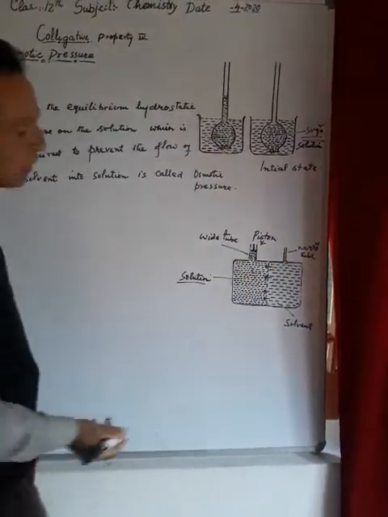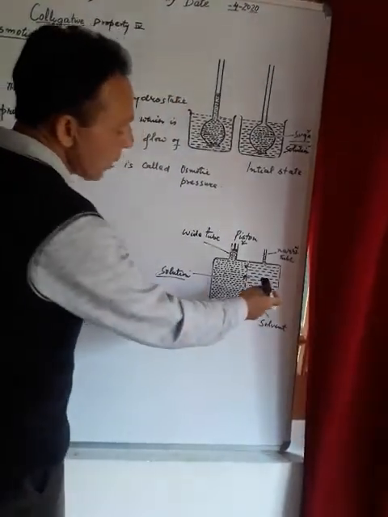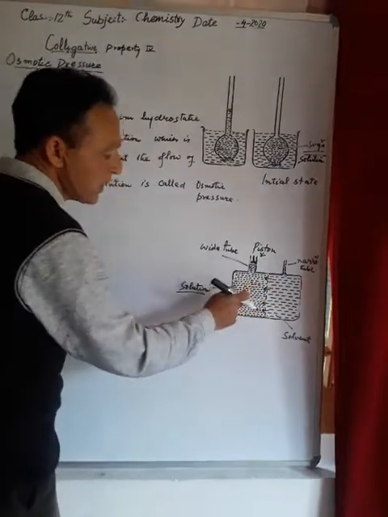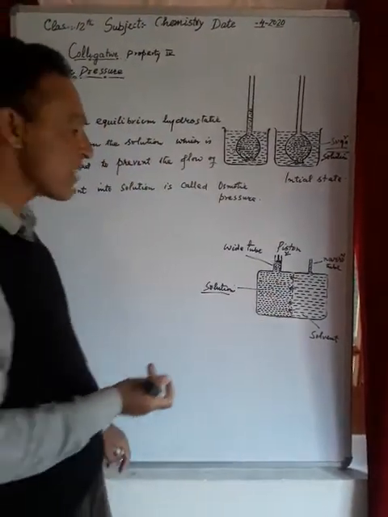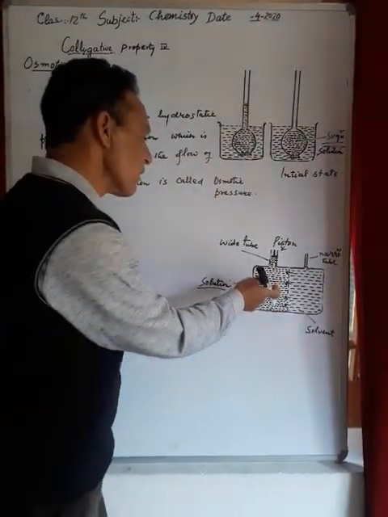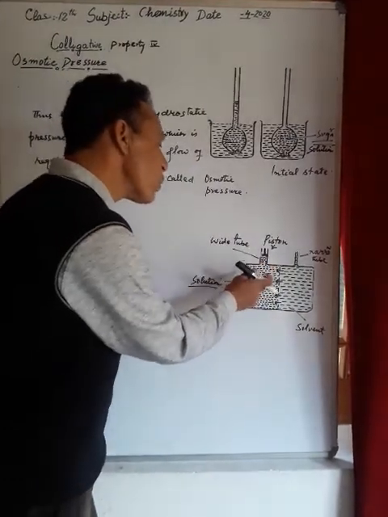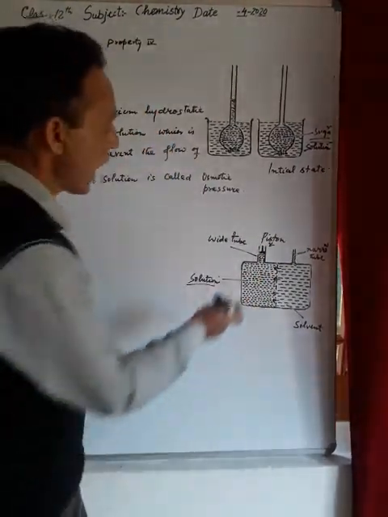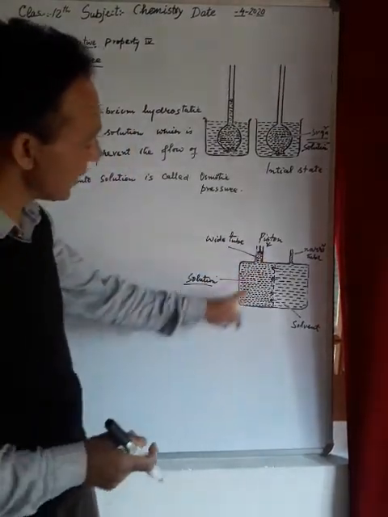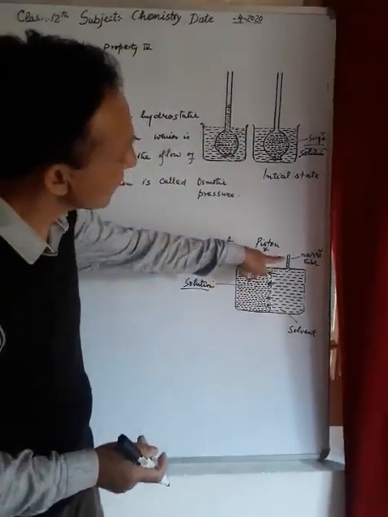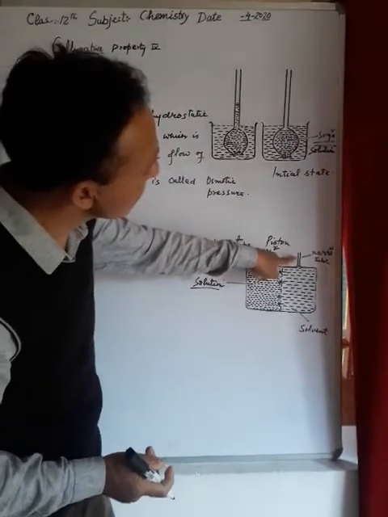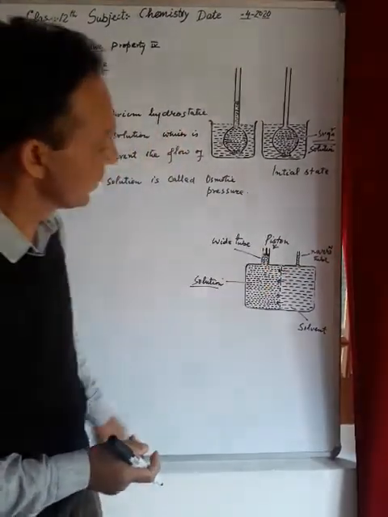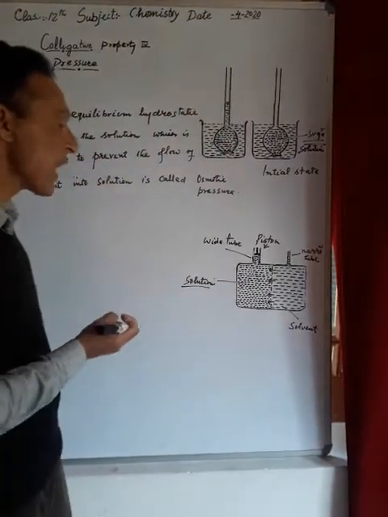What happens? Due to the osmosis, the solvent molecules tend to pass through the semi-permeable membrane into the solution. As a result, the solution will tend to push the piston outside, and it is observed that the level of the solvent in the narrow tube falls. Now, अब हम क्या करते हैं?